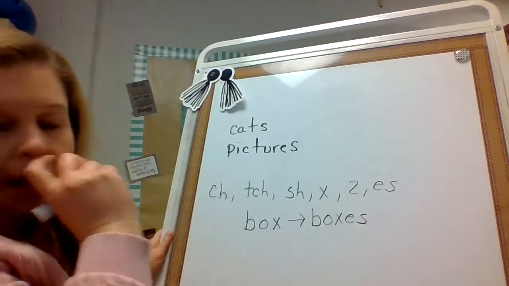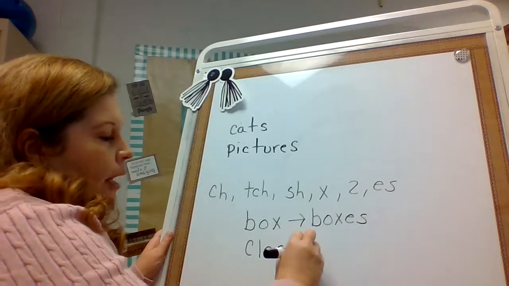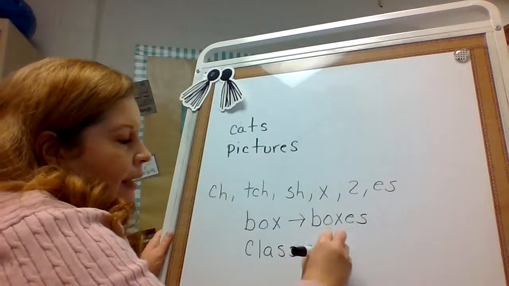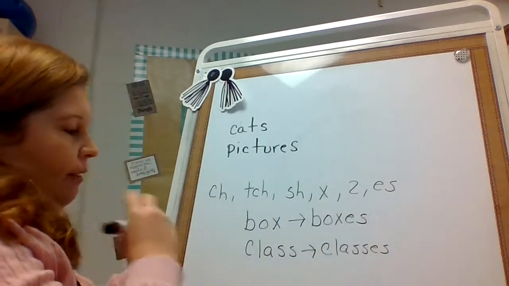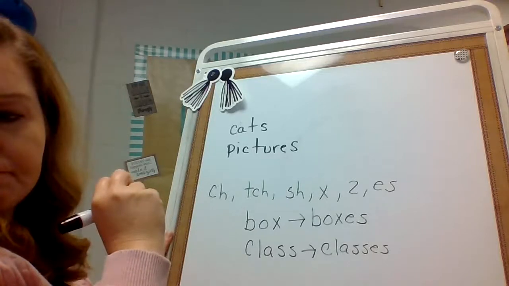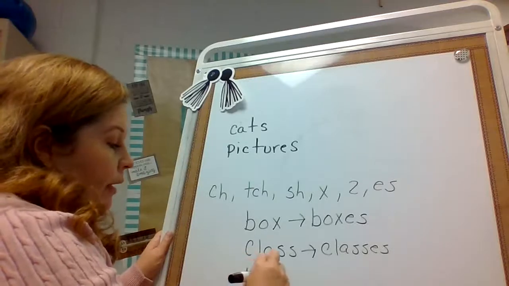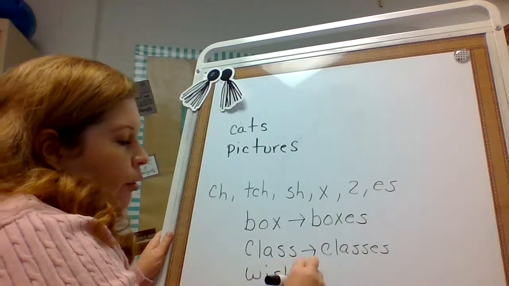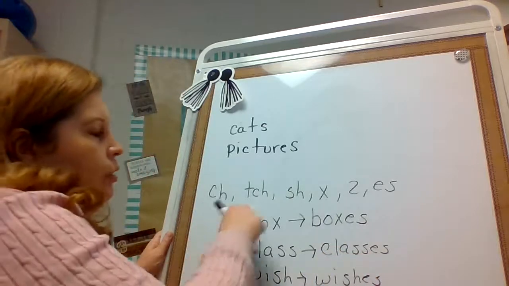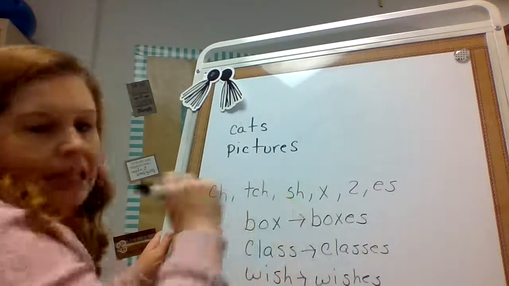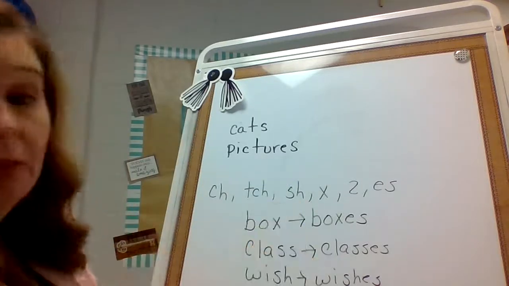Okay. If I have the word class and I'm going to make it plural, I'm going to add an ES to make it classes. Okay. If I have, let's see, wish, to make it plural, it's wishes. Okay. So when words end in these letters, you're going to add the ES to it to make it plural, meaning more than one.